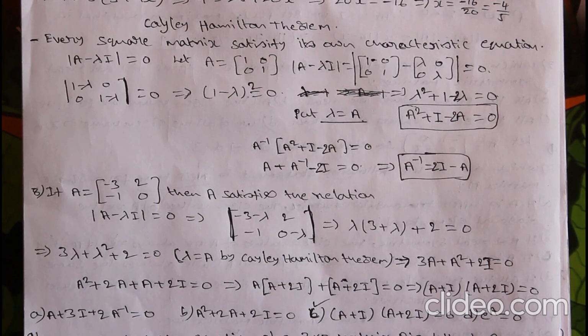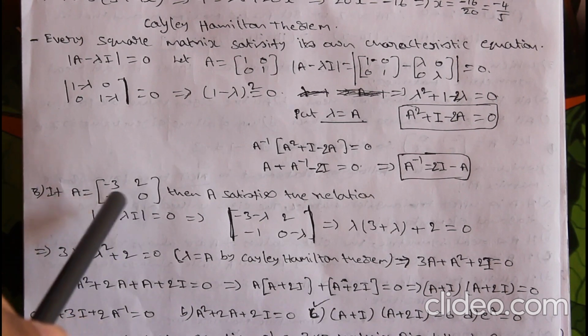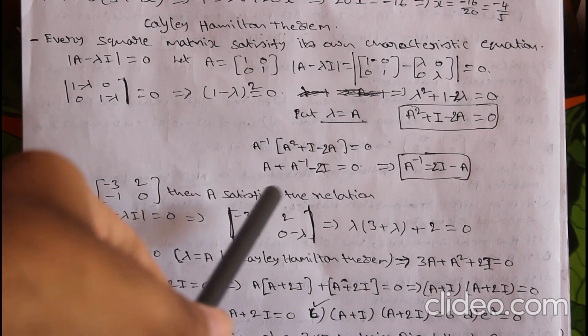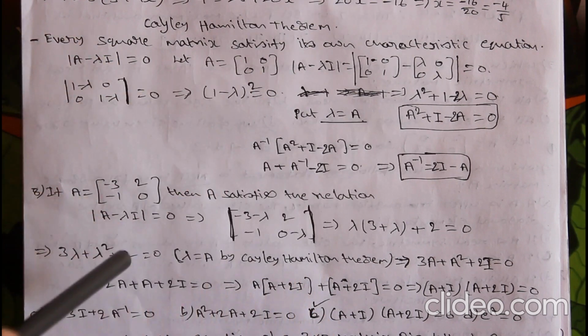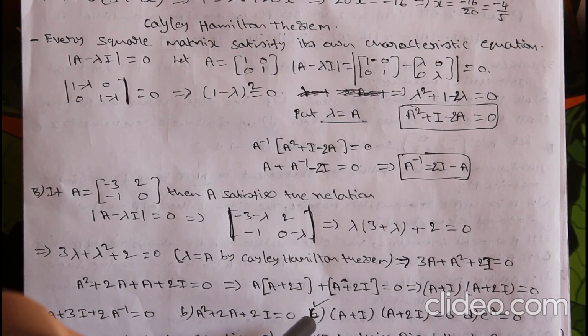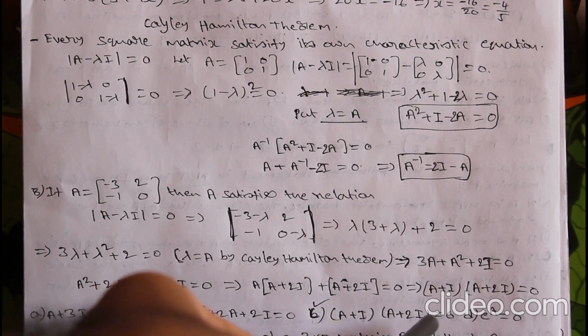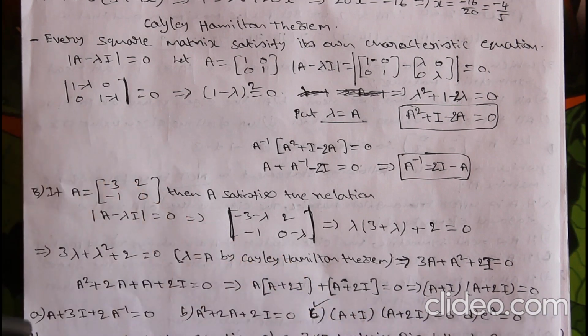Now look at the questions based on Cayley-Hamilton theorem. Look at question number 8. If matrix A is given as minus 3, 2, minus 1, 0, then A satisfies which relation? Look at the options given. Option A: A plus 3I minus 2A inverse. Option B: A square plus 2I plus 2A is equal to 0. Option C: A plus I into A plus 2I is equal to 0. Option D: e power A is equal to 0. If you look into the options carefully, it is in the form of the characteristic equation after applying Cayley-Hamilton theorem.